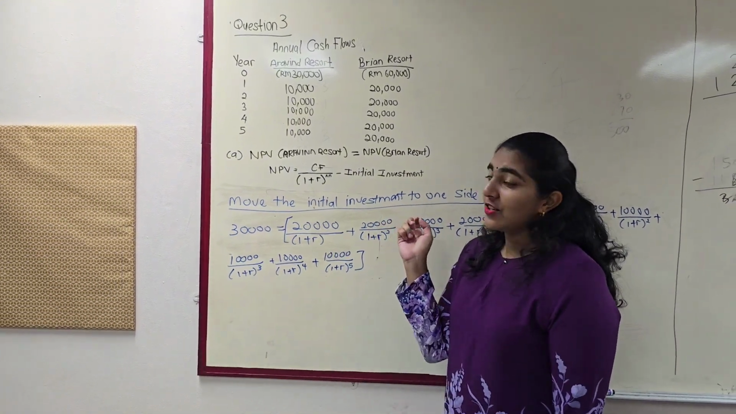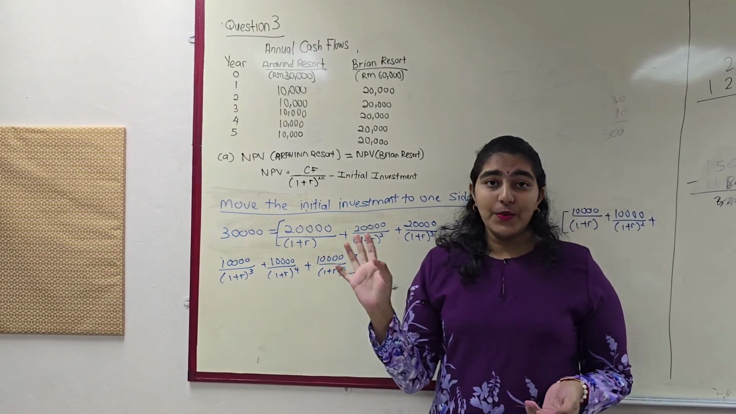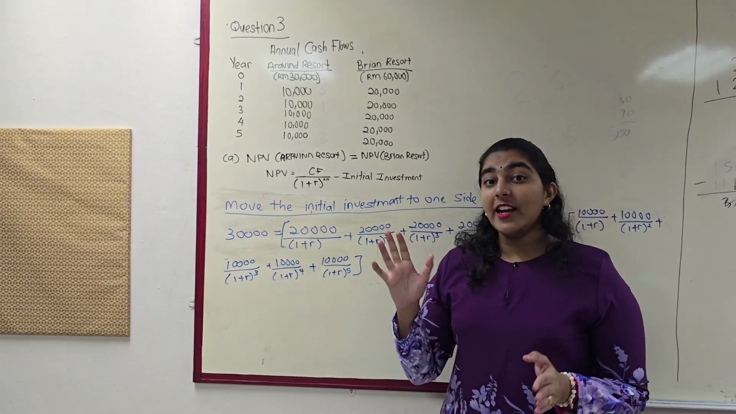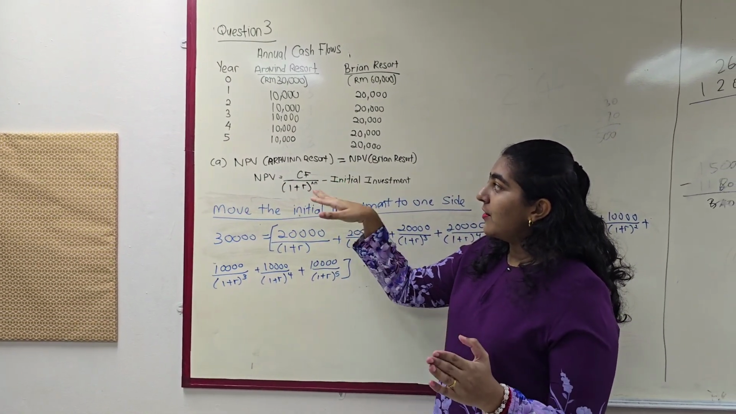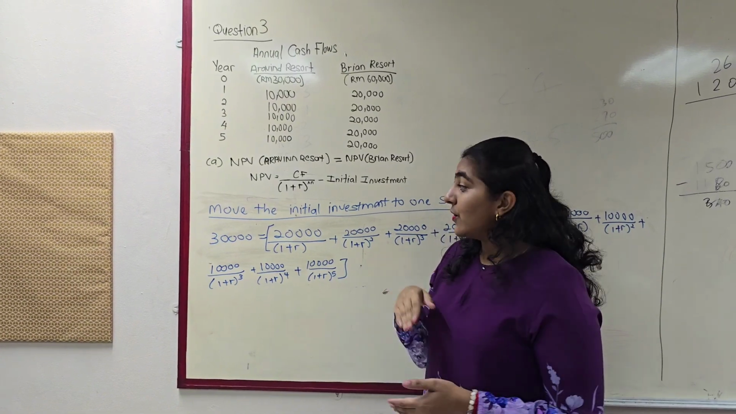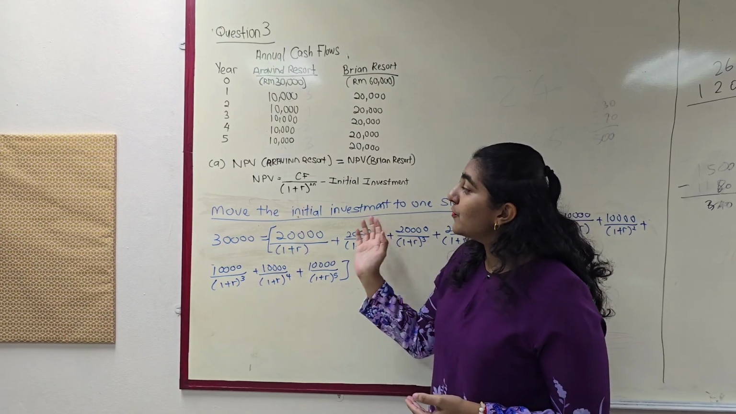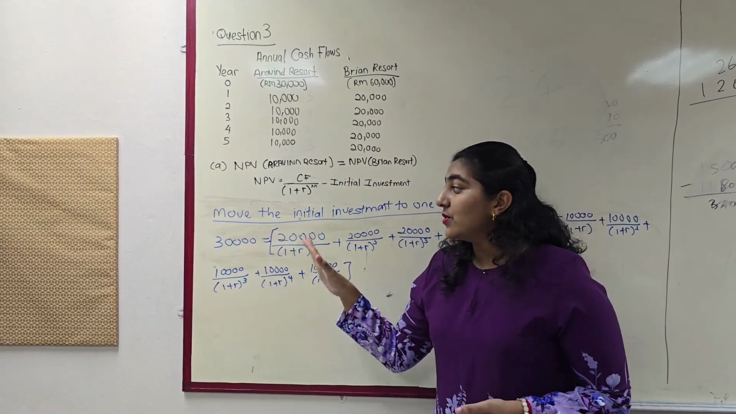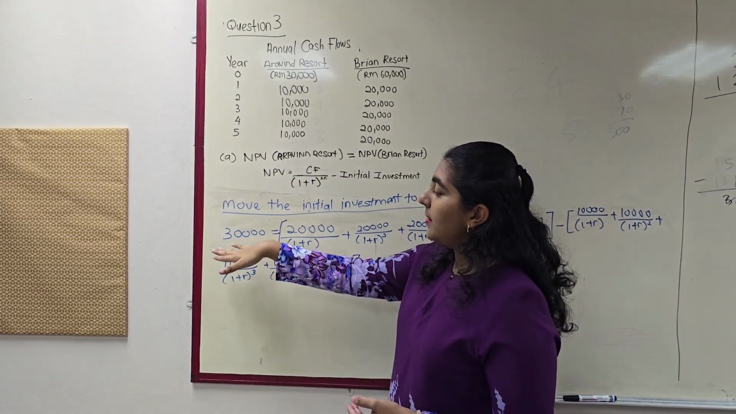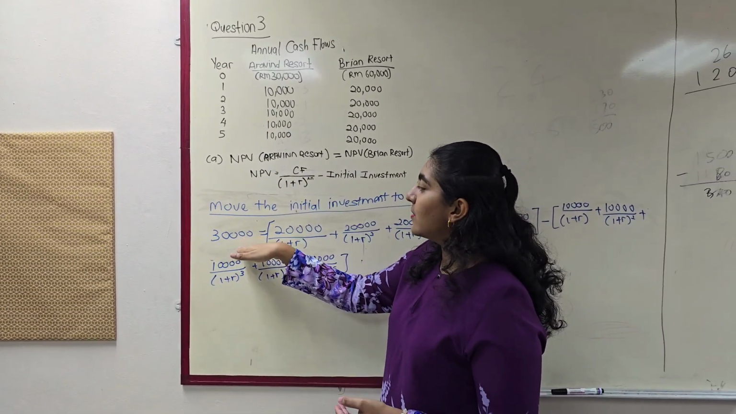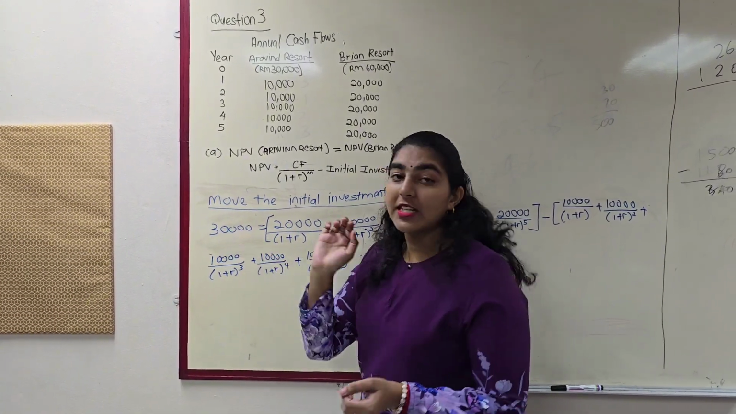As we can see in the question, the rate R is not given. First you write the equation, NPV Aravind Resort equals NPV Bryant Resort. The next step is to move the initial investment to one side. So I bring the 60,000 over, and negative 30,000 minus negative 60,000 gives 30,000.